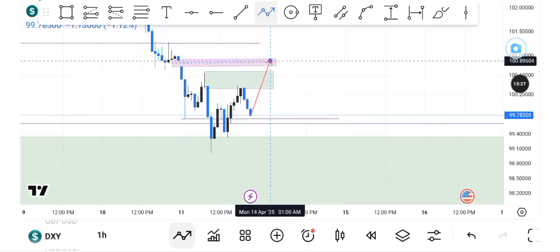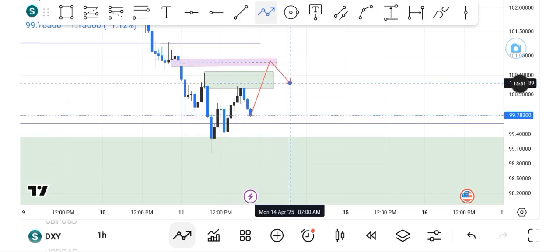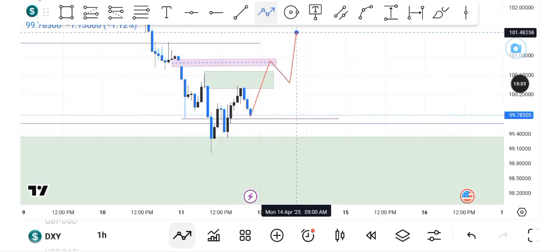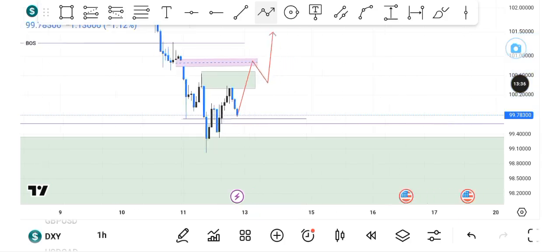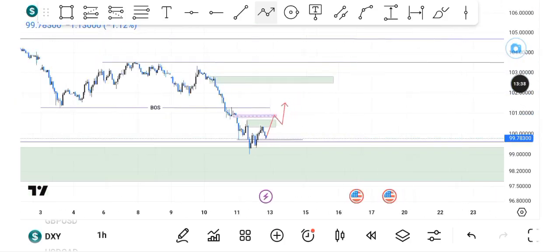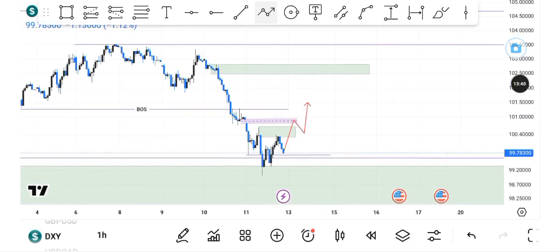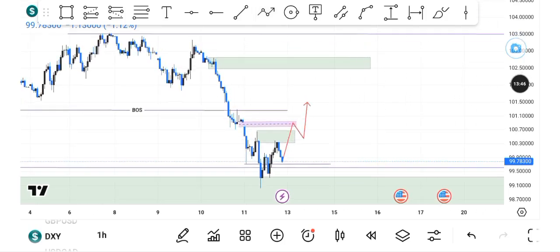That's my anticipation that the DXY, I think it's about to, because it's already hitting the POI at a higher time frame, and I expect a market structure shift. Then we continue to confirm that the buyers are in. Those are my confirmation entries.